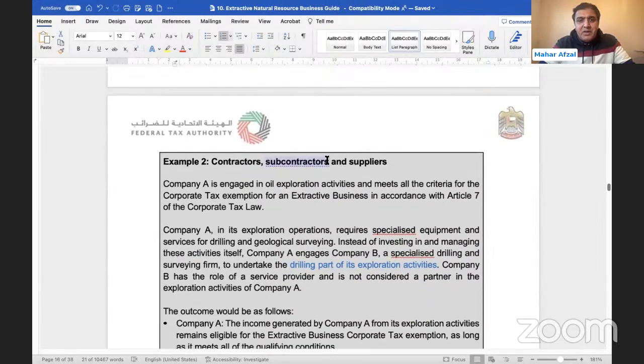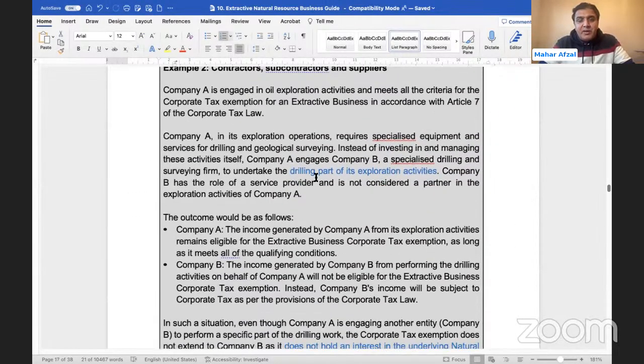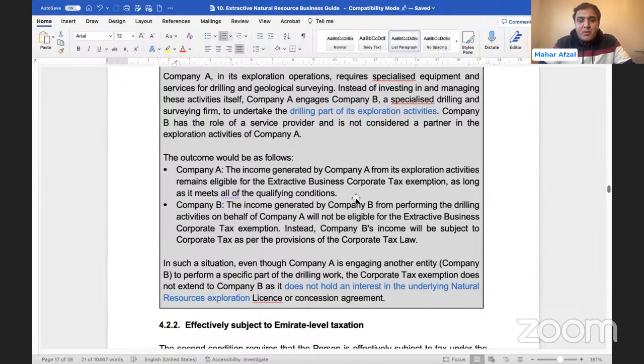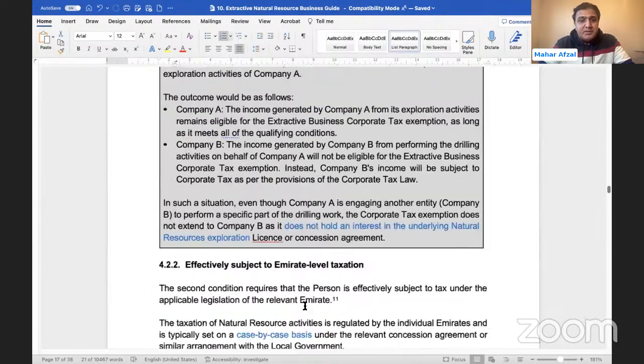They have given an example here of a contractor: one company is providing drilling of its exploring activities. Once the company is providing the drilling activities, they do not hold any interest in underlying natural resources exploration license and concession agreements. So it will be assumed that the businesses are not involved in the extractive and non-extractive natural resource businesses.